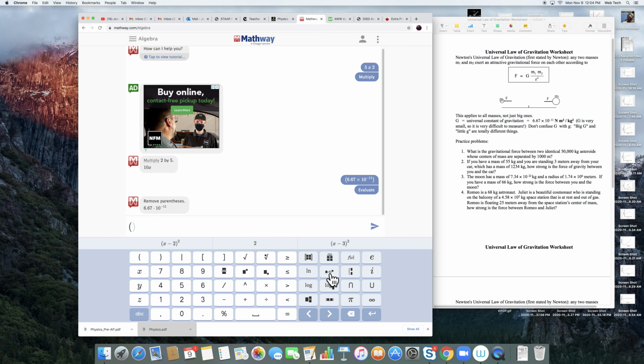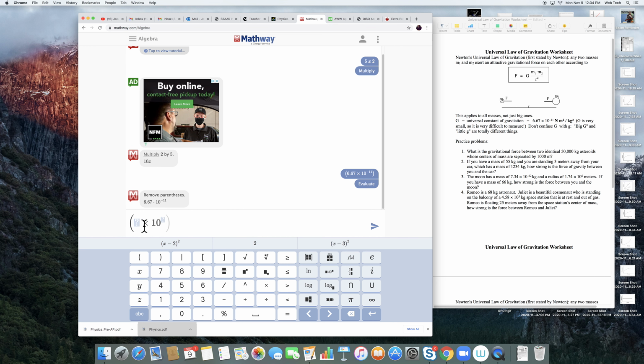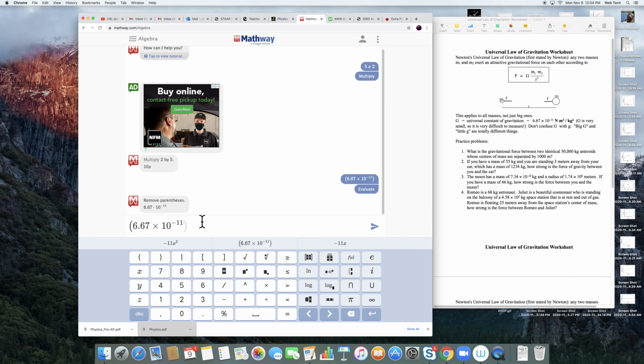It's right here. Can you see it? All I do is hit that, and then it brings up times 10 to the whatever. So now I can put in my constant, 6.67 times 10 to the negative 11. Very, very small number. So I'm going to type that in right here. So here I go, 6.67 times 10 to the negative 11, right?